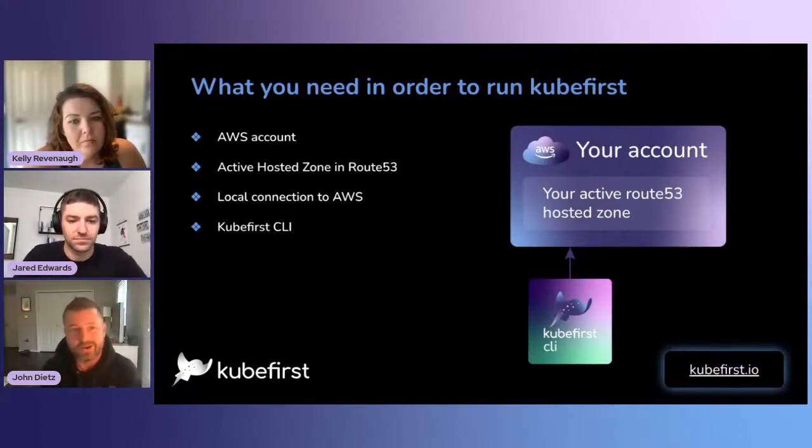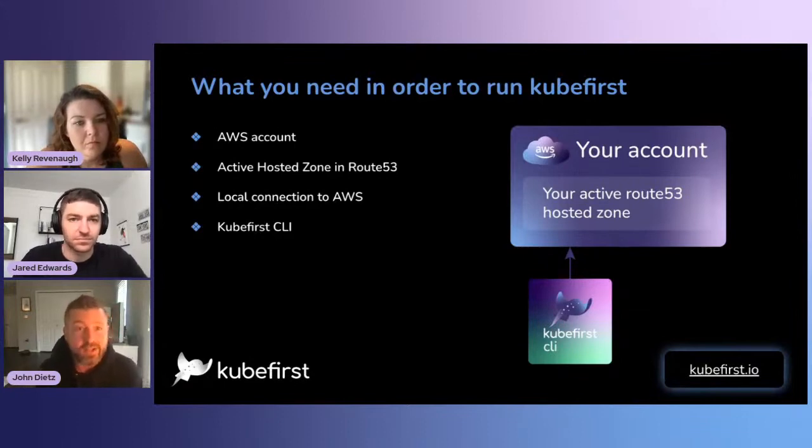So if you get your domains from GoDaddy or Google Domains or wherever, you'll have to add those NS records to your domain in order to activate that Route 53. We have a test in the init process to make sure that you wired it up correctly, but that is something that you'll have to do before installing Kubefirst.